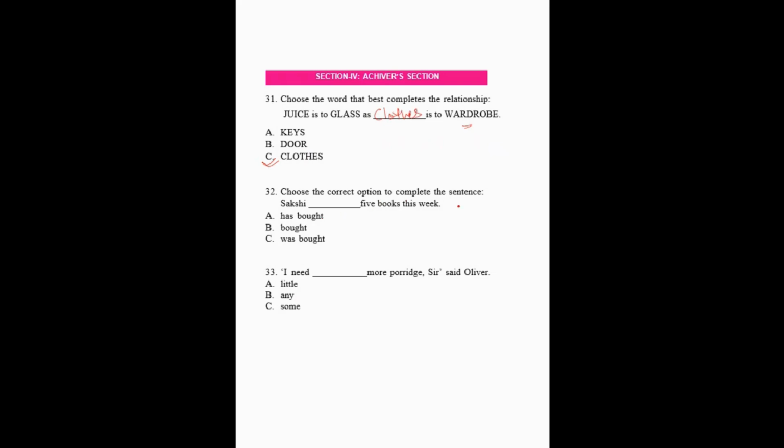Choose the correct option to complete the sentence. Sakshi dash 5 books this week, right? Sakshi bought, was bought. Sakshi has bought 5 books this week. Question number 33. I need dash more porridge, sir, said Oliver. I need little more porridge, any more porridge, some more. It would be some more porridge.